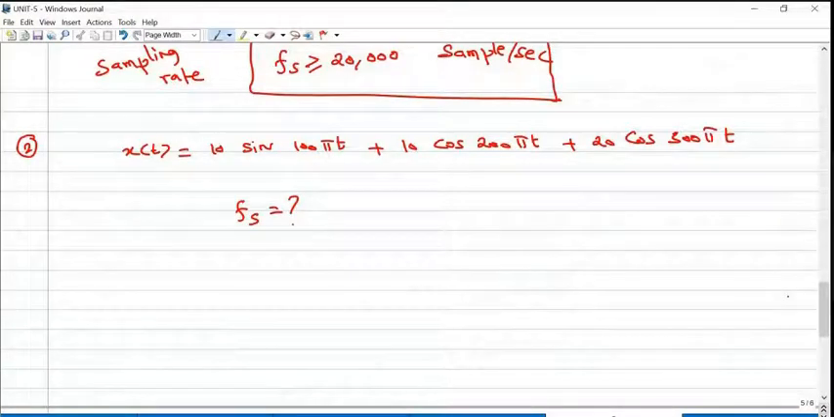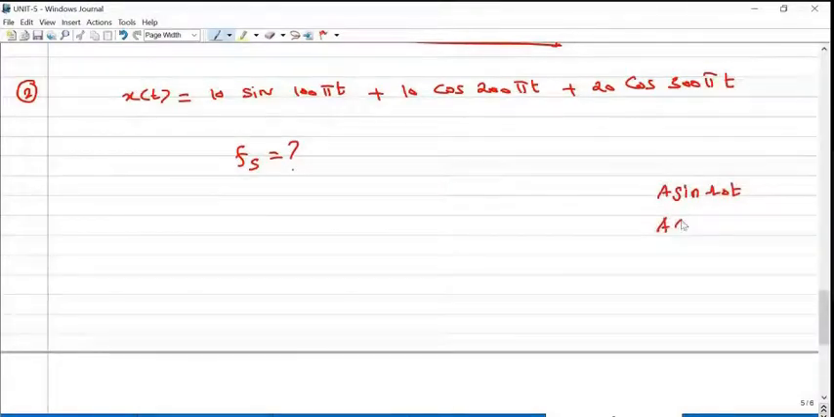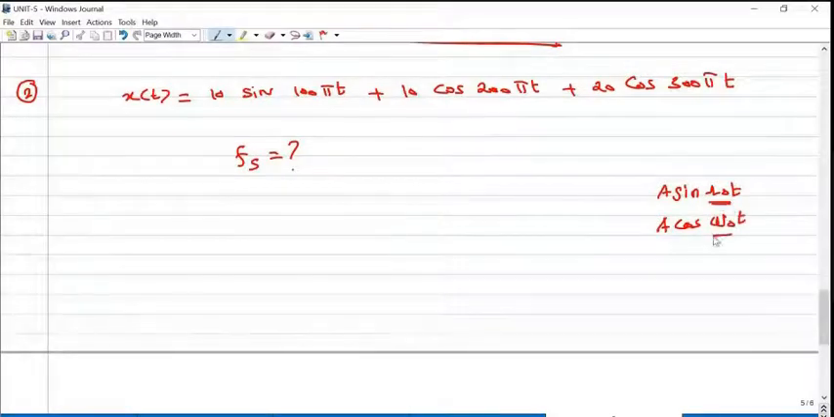Maximum frequency content. First we have to find the maximum frequency content. You know the standard format of sine and cos representation, A sine omega naught t or A cos omega naught t. So this is your omega. So here 100 pi, 200 pi, 300 pi.